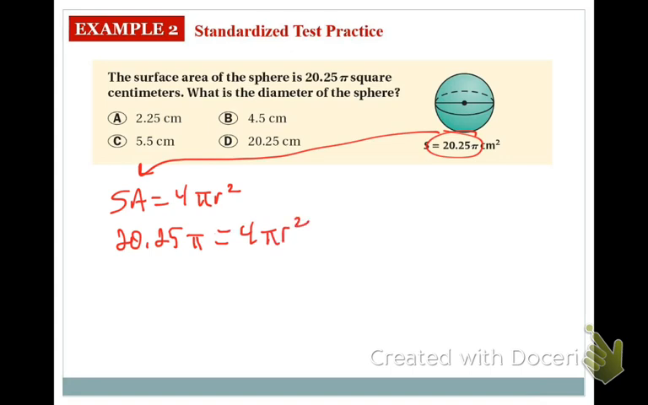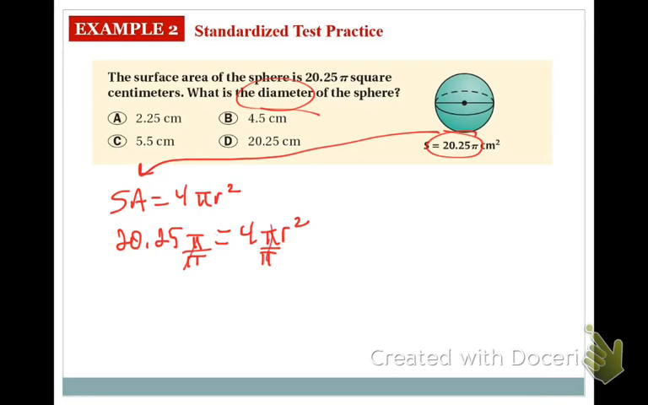And then that's what you're going to want to solve. You're going to want to solve for r. Now, it asks for the diameter, so we're going to solve for the radius, and then just double it. Not a big deal. So we'd want to divide the pies out first, or recognize that since there's a pi on both sides, those are going to divide out.